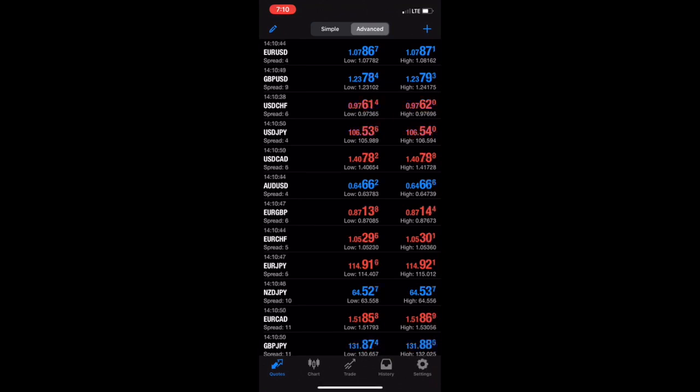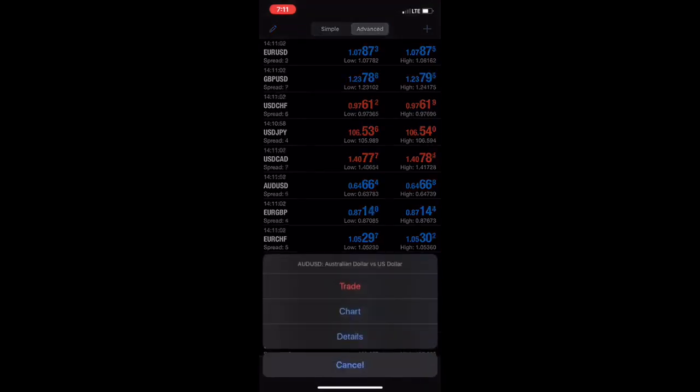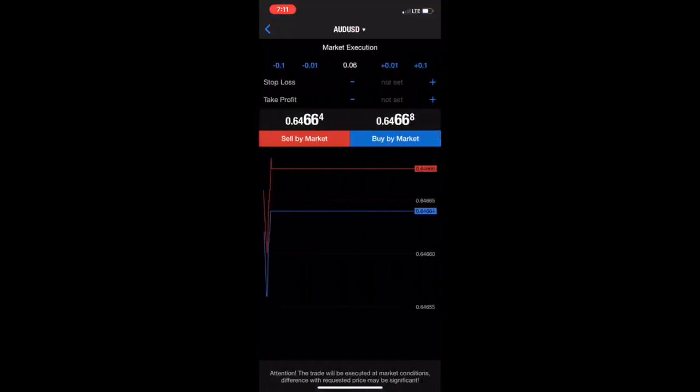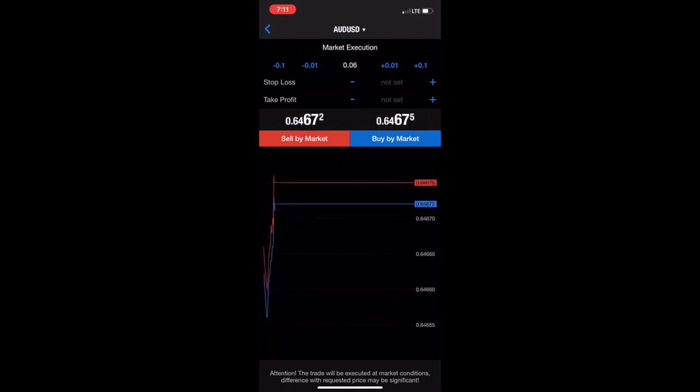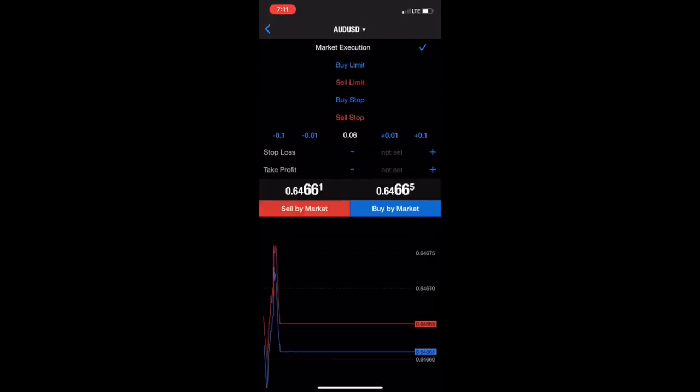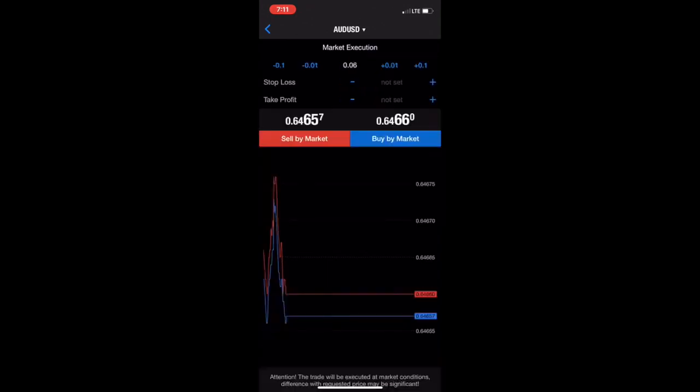Because the first thing you need to do once you receive the trade alert on your phone, make sure you have the alerts turned on, is identify the currency pair. So since we have AUD USD, we're going to go into that currency pair. We're going to trade it. You're going to notice it's already in market execution. If anyone gave a pending order, you would click that, and these are different pending orders. But since Tradera gives current market price, which represents market execution, we'll leave it at that.